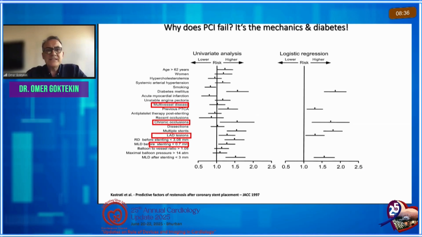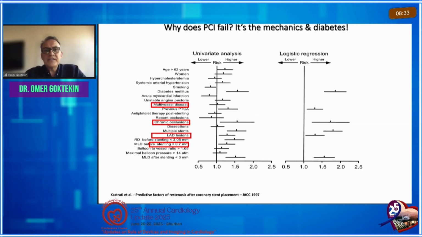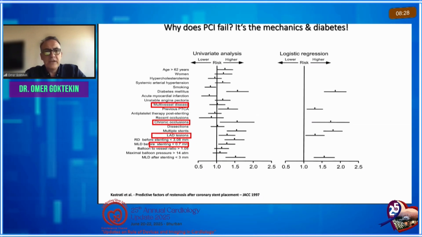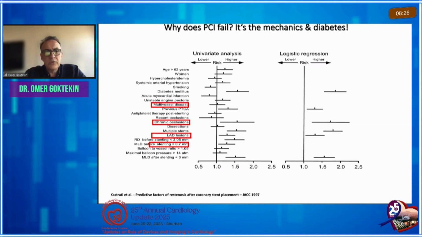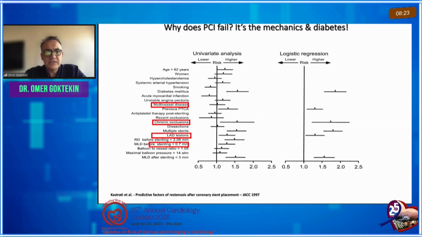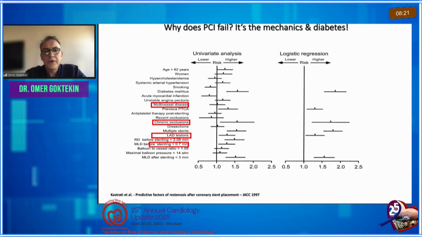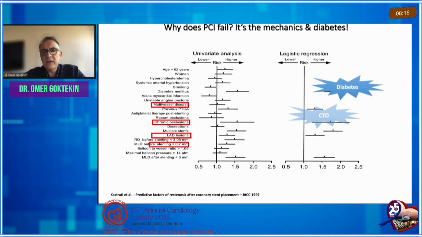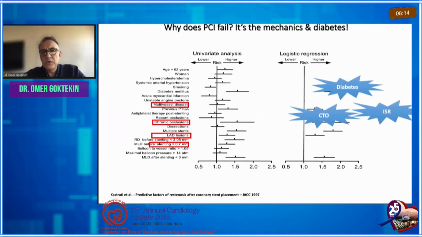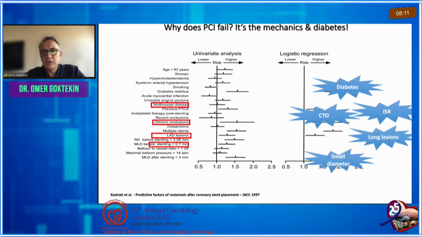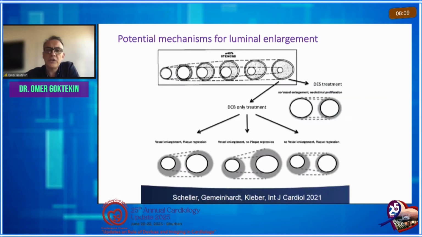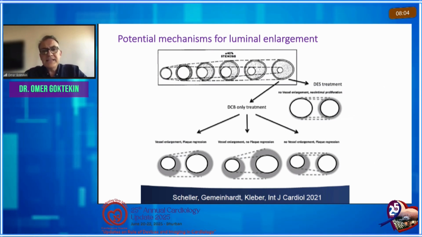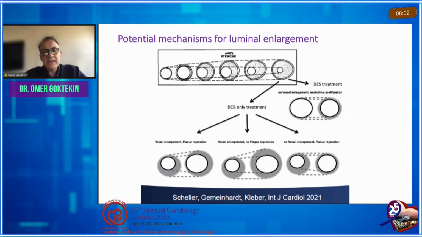So why does DES fail? I think there are some mechanical issues, and diabetes is also very important. If we have multiple disease or chronic total occlusion lesions, LAD lesions, small vessels, we have a higher restenosis rate after DES. And also if we have diabetes, CTO, in-stent restenosis, long lesions, and small diameter, we have a worse outcome after DES.